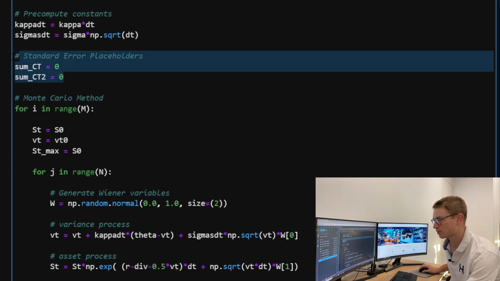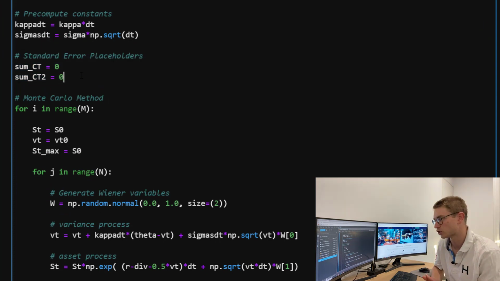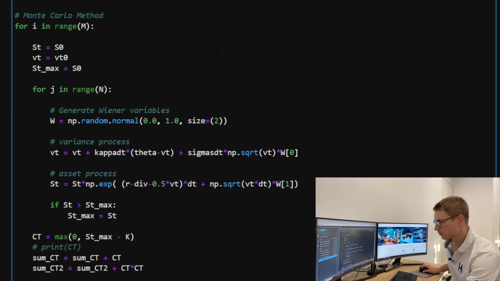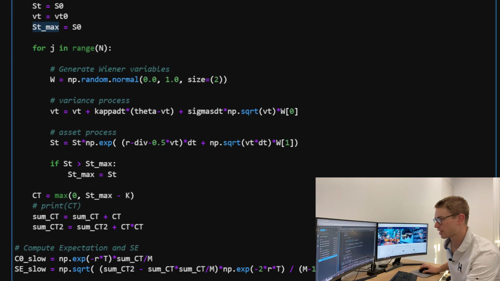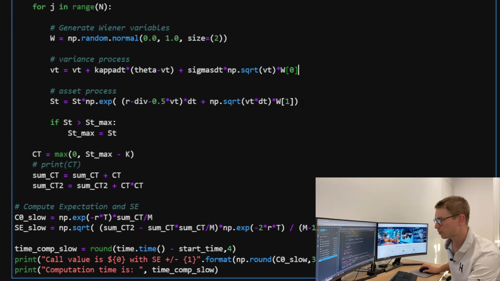Now we've got some standard placeholders, and these are going to be used to accrue the sum of CT and the sum of CT squareds. Into our Monte Carlo method: for each simulation, we need to initialize our stock price, our initial variance, and then our max that we've observed. Here we generate two random variables, and remember they're uncorrelated. One is for the variance process and one is for the asset process.